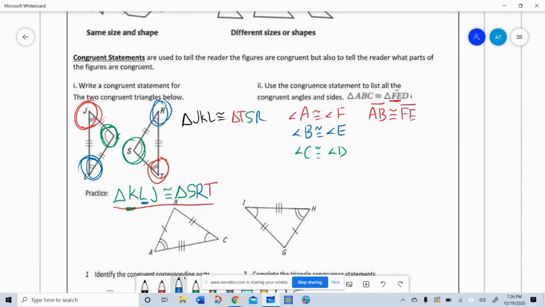The second side of my triangle would be AC. And AC would be congruent to, if A and C are the first letter and the third letter, then I need to use the first letter and the third letter here, FD. And then for my last one, the sides I haven't used yet would be B and C. So BC would be congruent to ED. It's really important that all the parts match up.